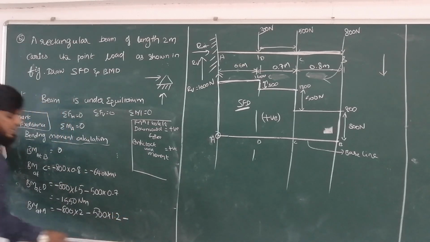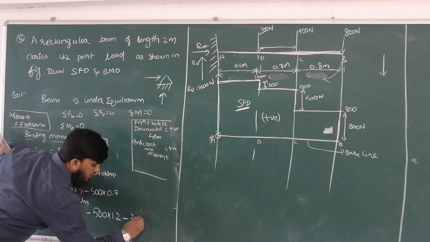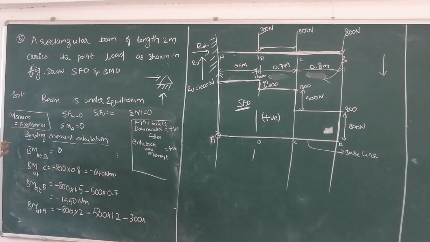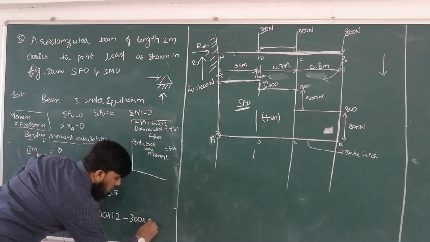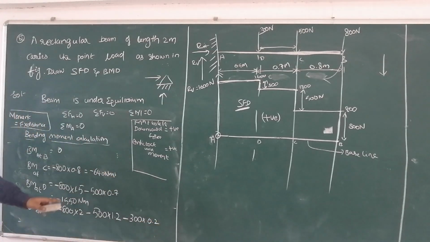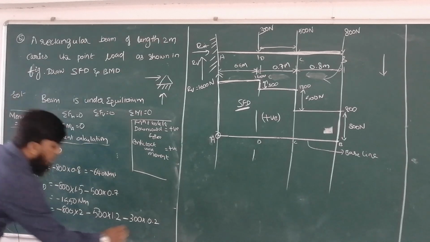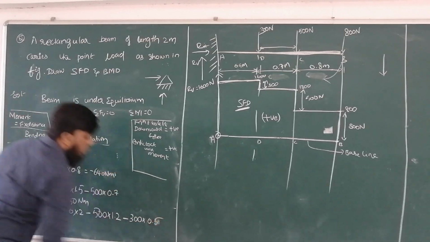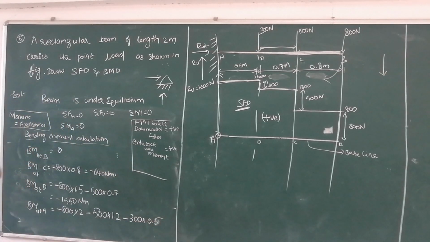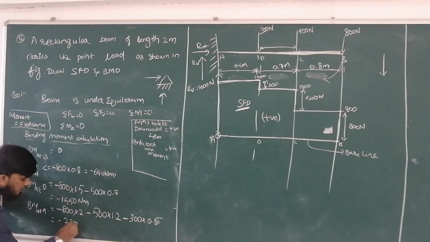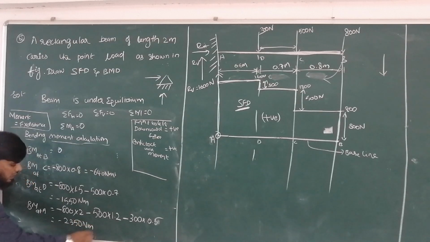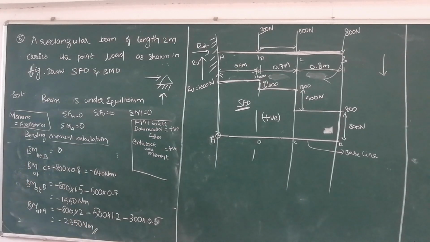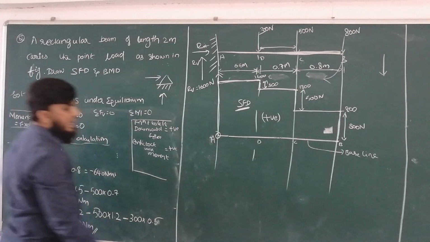Minus, next load we are having 300. From the 300 load, the distance to point A is 0.5. When you do the calculation, you will get the value as minus 2350 Newton meter. So I have solved the calculation part. Now we have to draw the diagram.